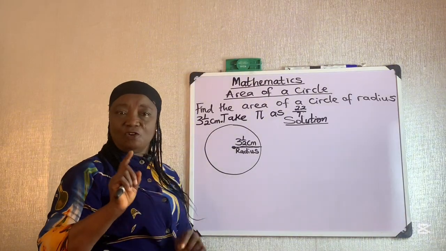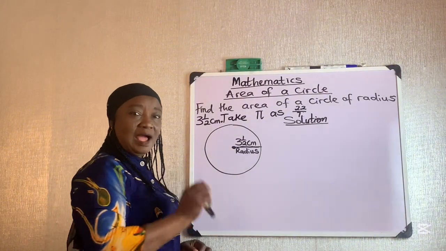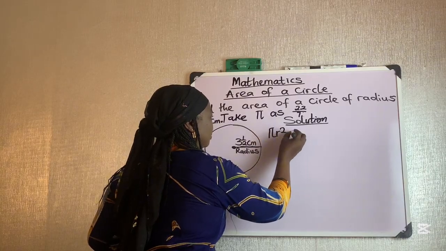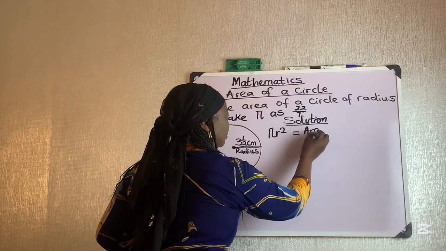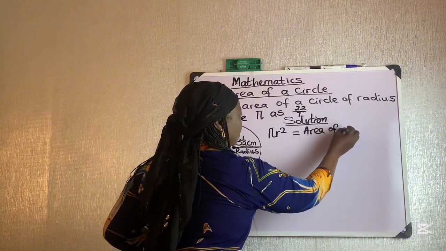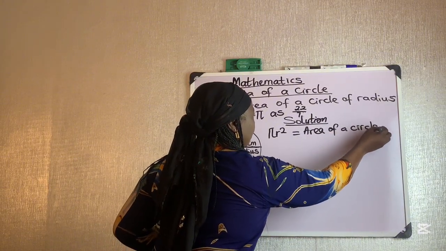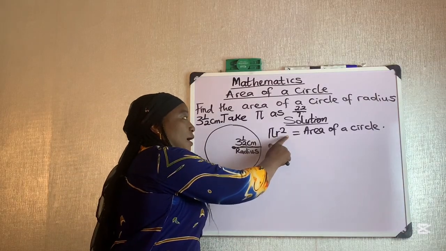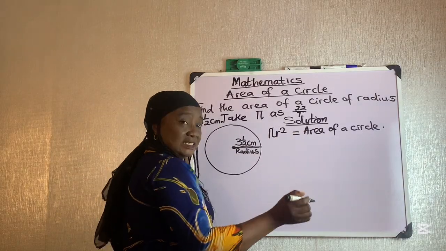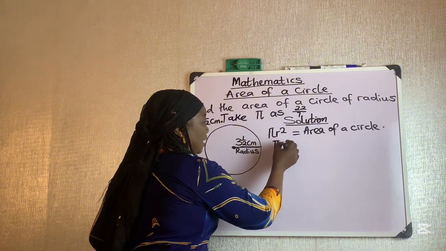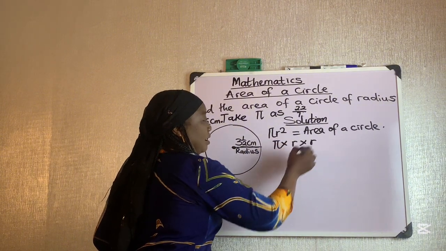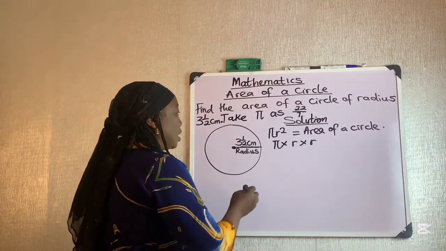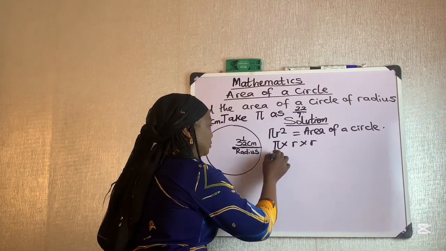How do we find the area of a circle? Pi r square. To find area of a circle, we use this formula, pi r square, which means pi times r times r. That r will appear 2 times. So our radius is 3.5.